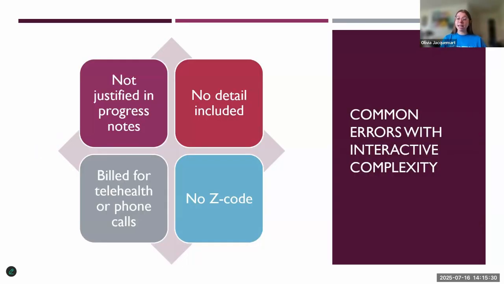So then some of those common errors that may be found with attempting to add interactive complexity include it just not being justified in the progress notes. So no detail including regarding what the interactive complexity is. It is billed for those telehealth or phone call services, as interactive complexity cannot be billed for those. Interactive complexity can only be billed for those face-to-face sessions. Then there's no Z code as part of the client chart. It is best practice for there to be a Z code to bill for interactive complexity in order to better justify that add-on code.